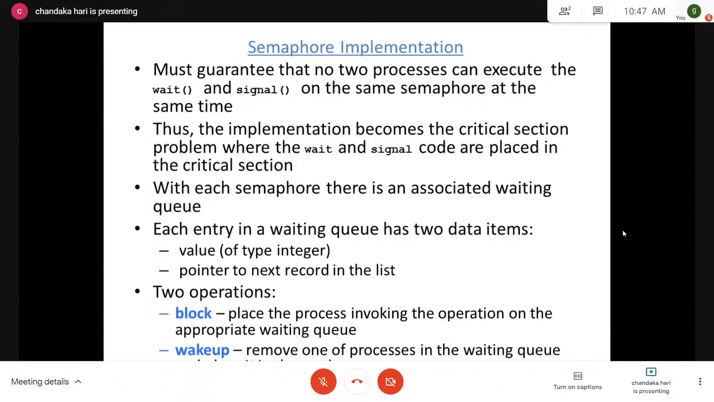The advantage of a spin lock is that no context switch is required when a process must wait on a lock. That is a very important, beautiful point. While you are waiting, there is no context switch. You are simply stuck in the while loop. So no context switch is going to be required.